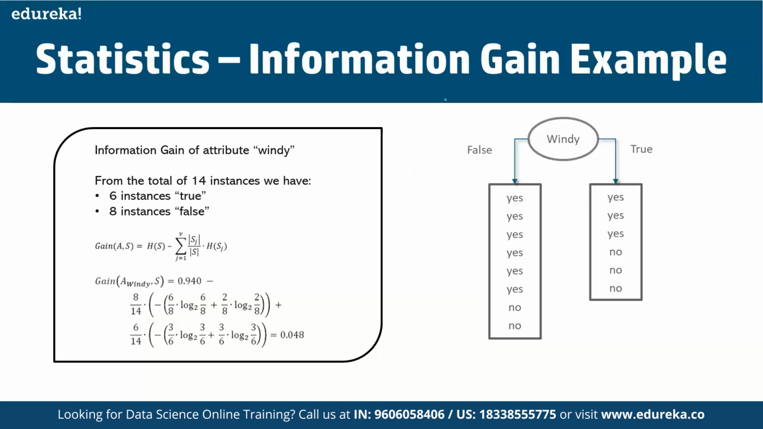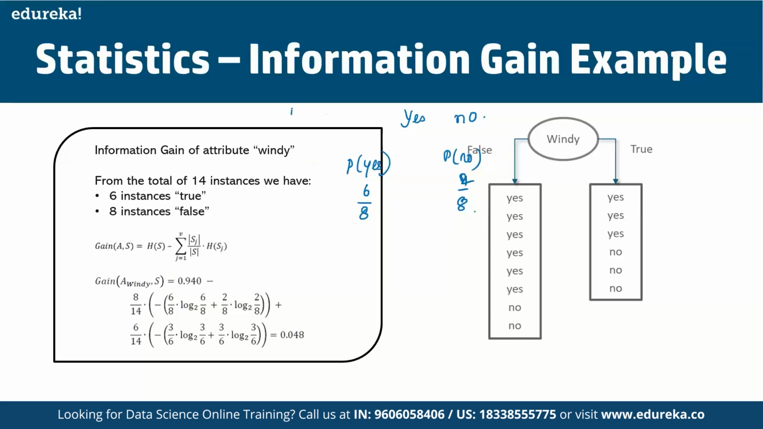So here you have only two values, right? One is called yes, the other one is called no. So we need to find out the probability of yes. What is the probability of yes? It is going to be 6 by 8. What is the probability of no? It is 2 by 8. So we are going to apply this onto our formula.